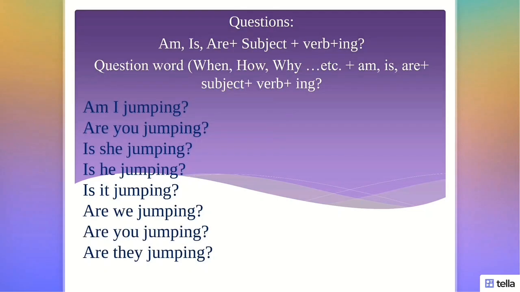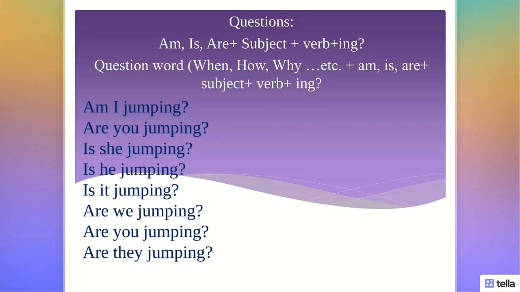So, if we're speaking about questions, we have to use the next formula. Write it down please. It is am/is/are plus subject plus verb with an ing ending. Let us revise it. The formula of the question in the present continuous tense is am/is/are plus subject plus verb plus ing ending.